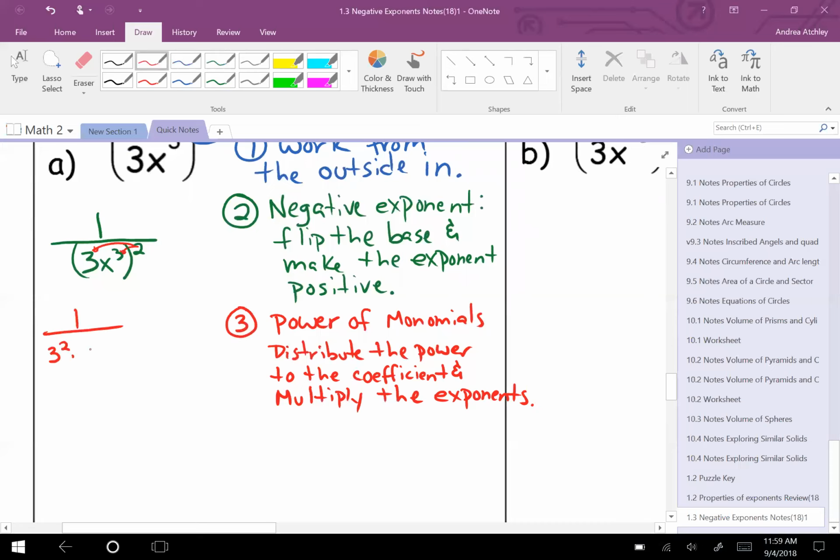How are we doing so far? Then we're just going to do the multiplication. So 3 squared is 9, and x to the 3 times 2 is 6. So it's 1 over 9x to the 6th. Any questions over that? Okay, let's do the next one.